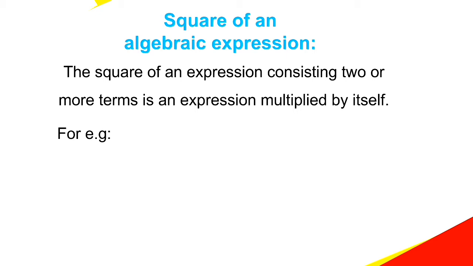Now we are going to see some examples. A plus 5 whole square. So what we can get? Right, very good. A plus 5 into A plus 5, because it is repeating 2 times. So that's why we write A plus 5 into A plus 5.